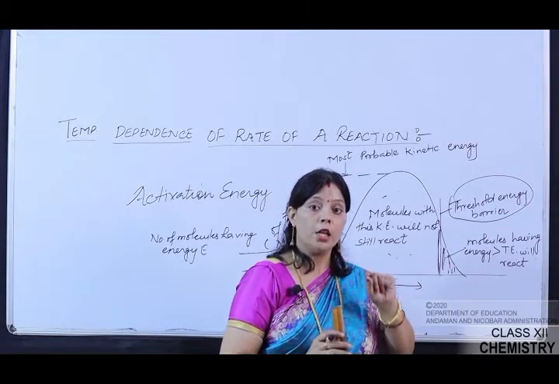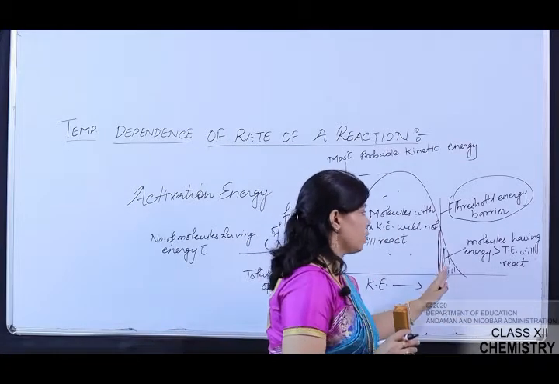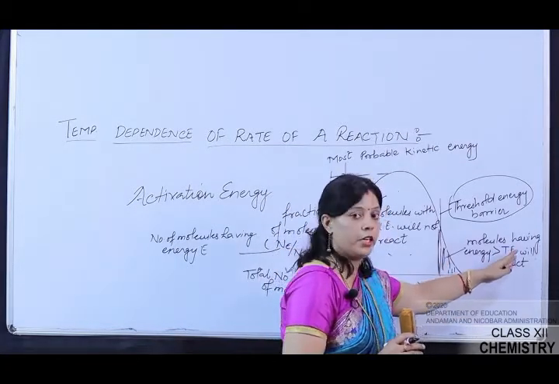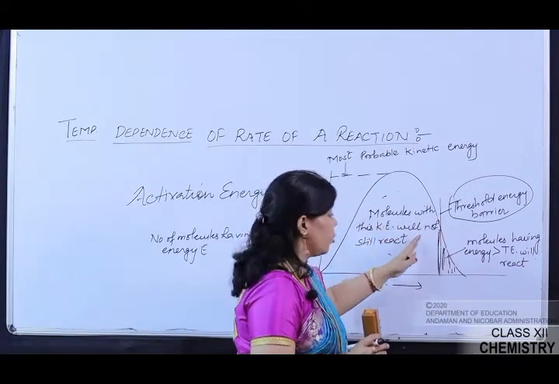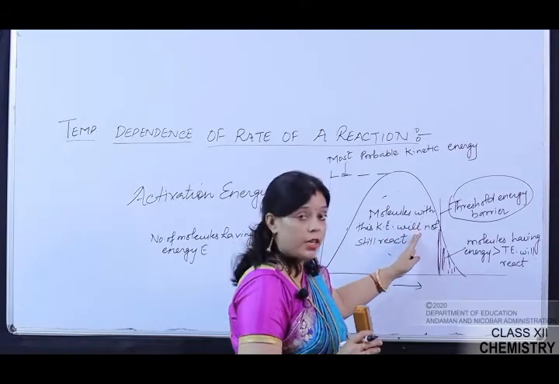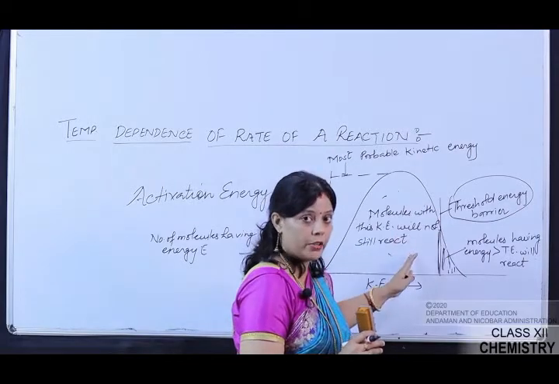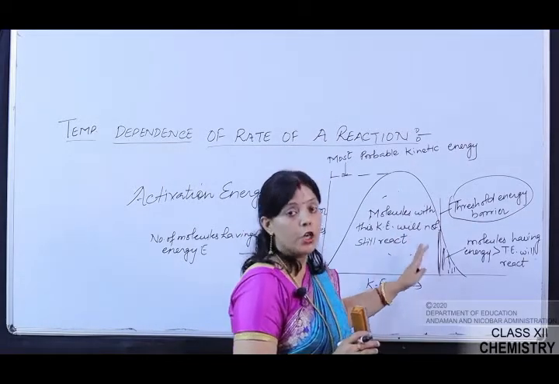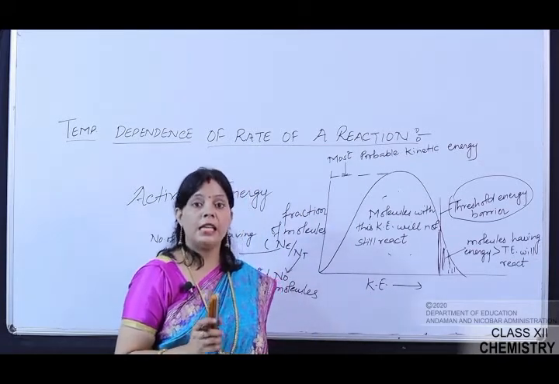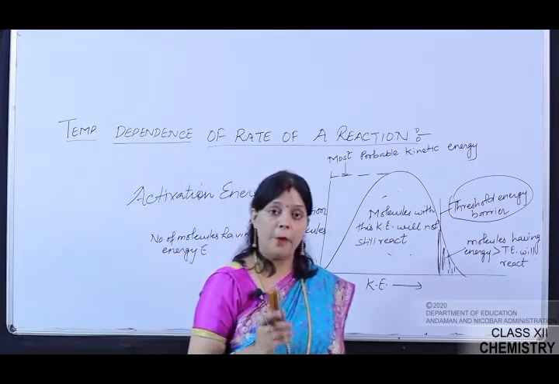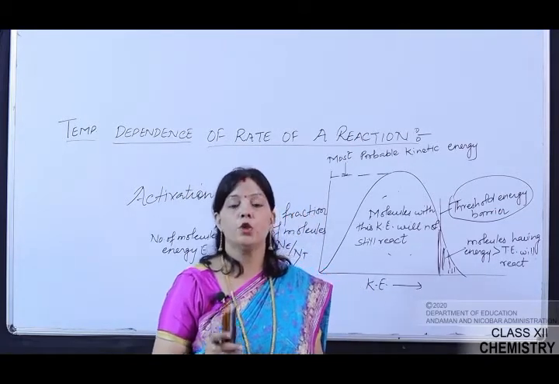Effective collision means the collision which results in the formation of the product, and only those molecules having energy greater than the threshold energy will react and form the product, whereas the molecules on this side don't have energy greater than or equal to the threshold energy. It means they have energy less than the threshold energy and will not react to form the product. It means between the reactant and product there is an energy barrier, and that energy barrier must be crossed over before the reactants are converted into the product.